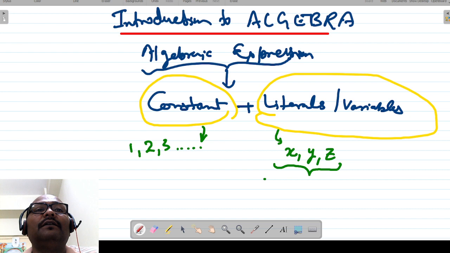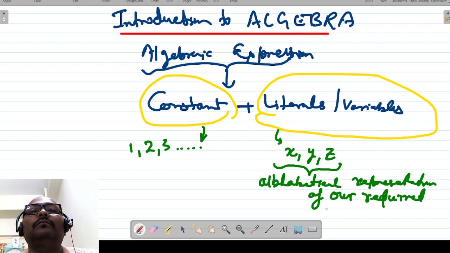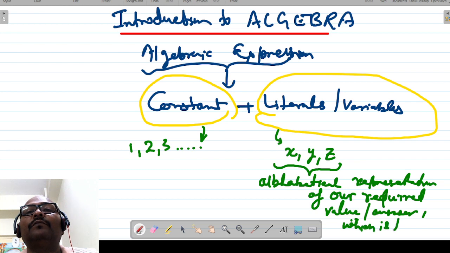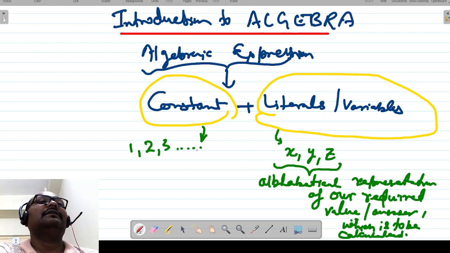So these are the alphabetical representation of our required value or answer, which is to be calculated. We'll see the details later on.